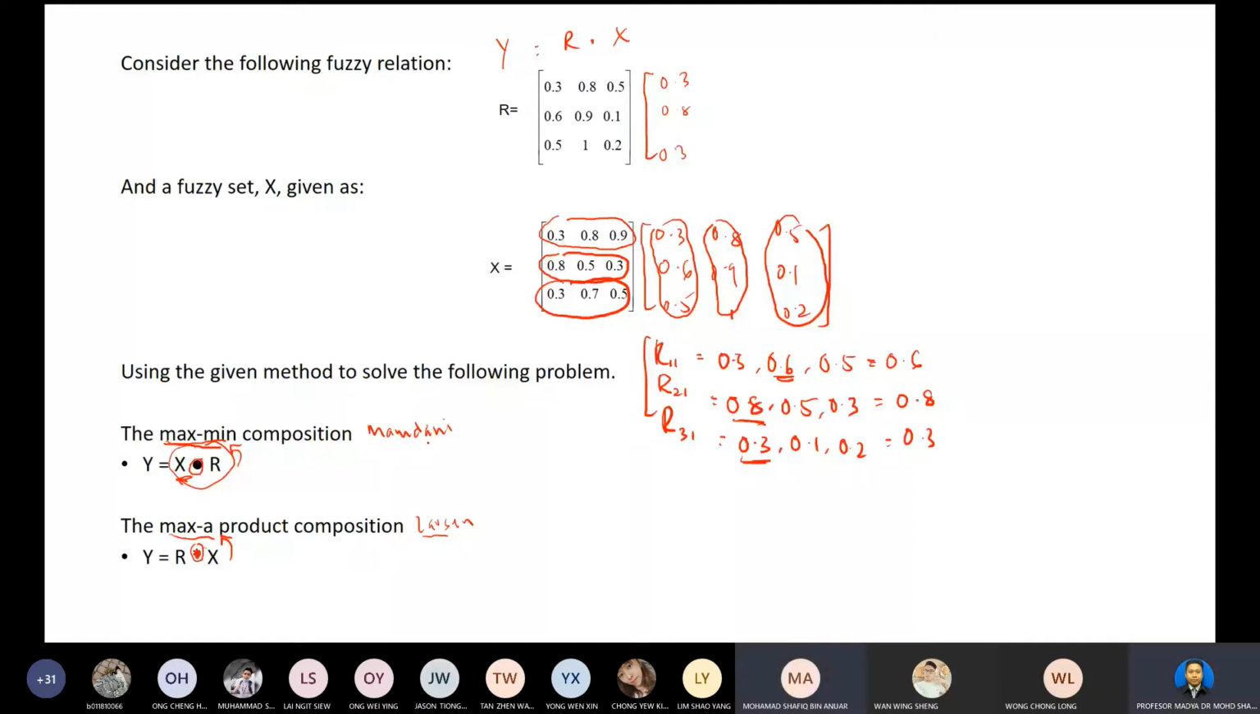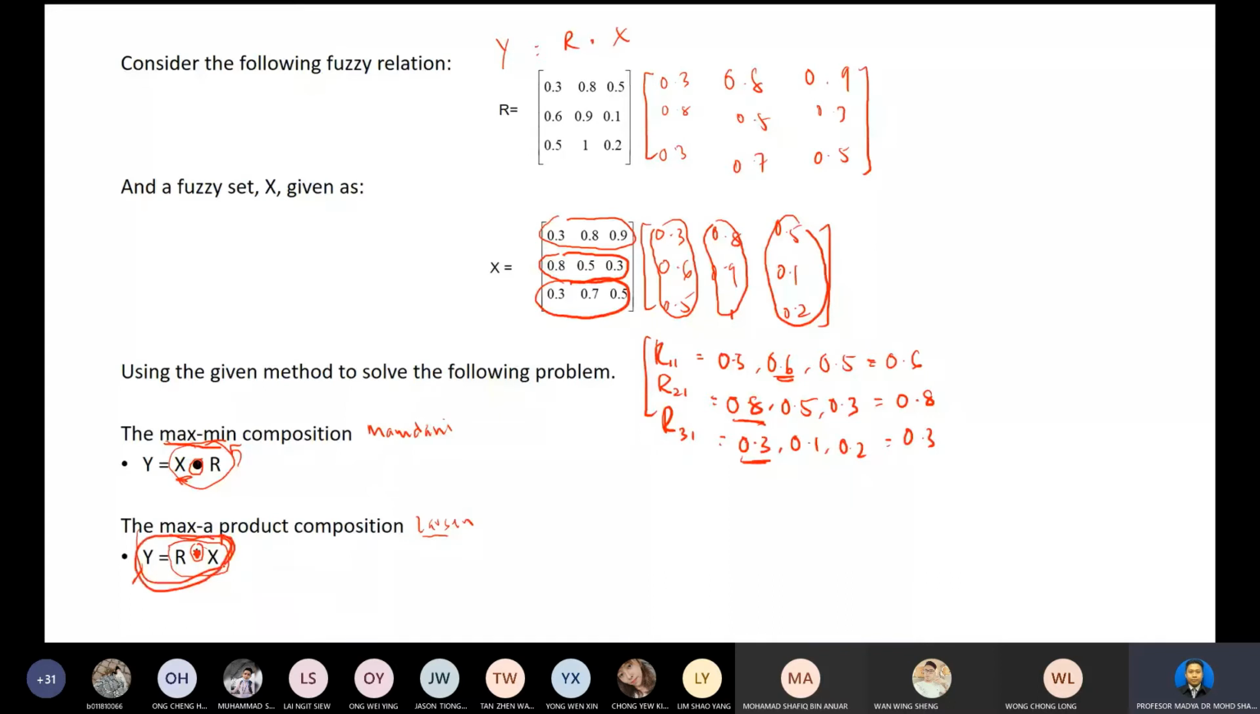So if you use Larsen, first make sure the relation is R dot X. Suppose it is like this: 0.3, 0.8, 0.5, 0.7, 0.9, 0.3, 0.5. The normal mistake is that students follow the previous one. That's why you have to check the relation. That is very important. It is a simple mistake carried over from the previous one.